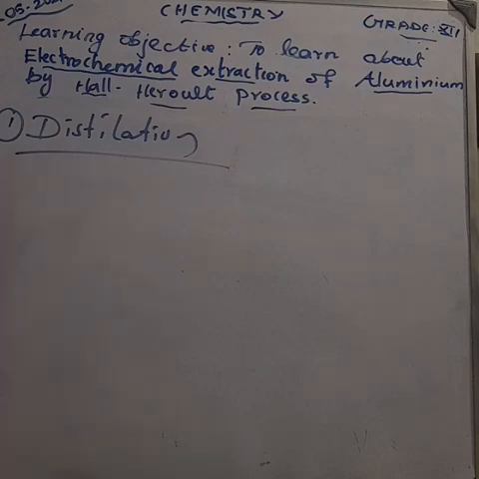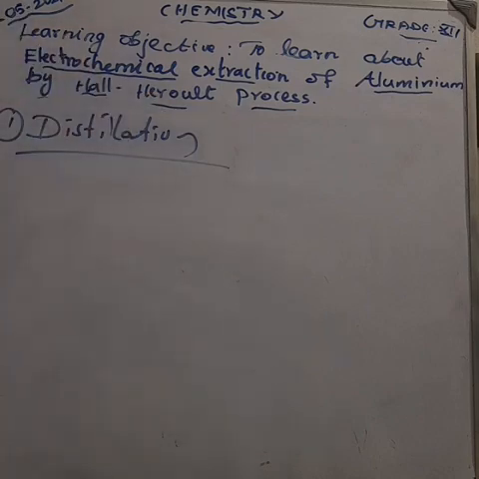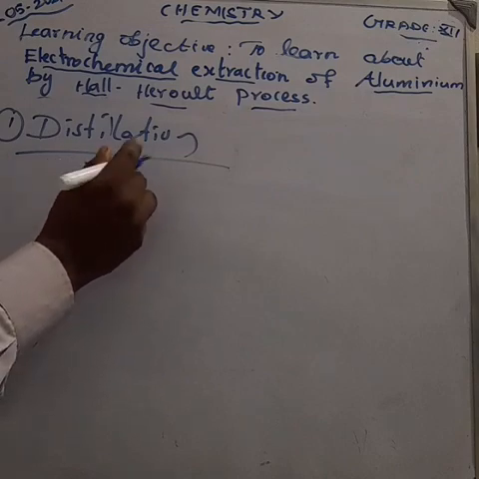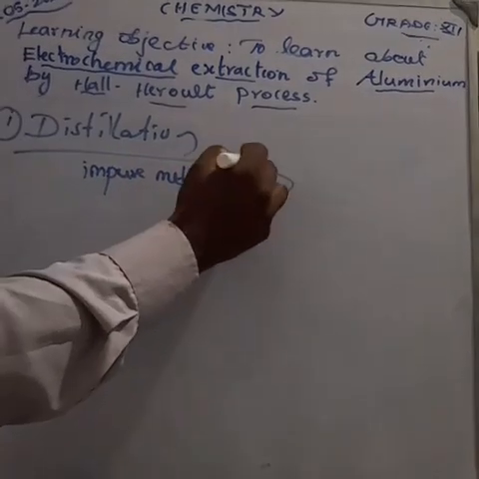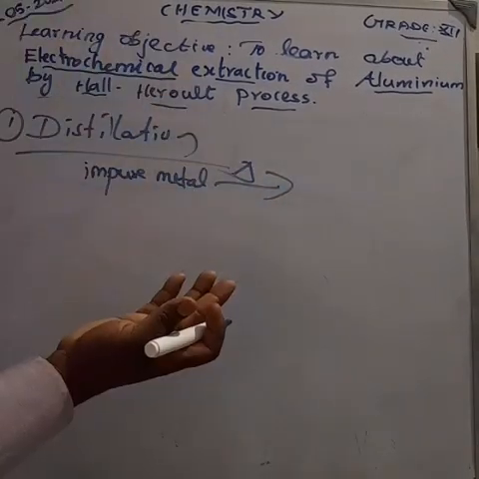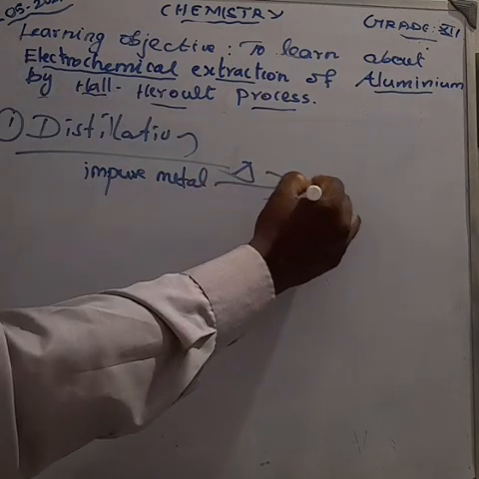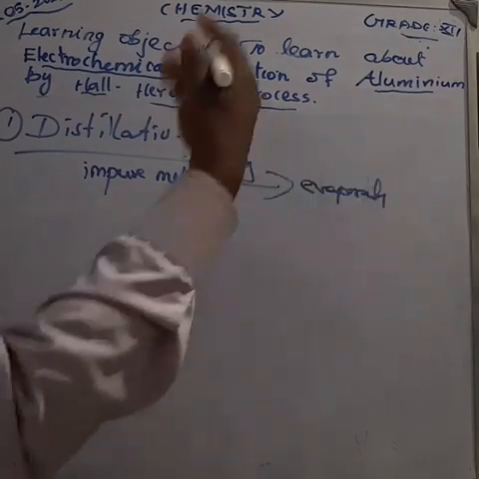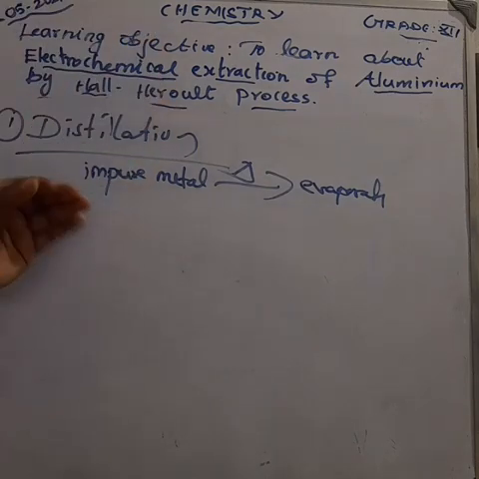What is distillation? Here, the impure metal is heated. During the heating, the impure metals evaporate. Some metals have impurities that may evaporate due to the heat, and the vapors are condensed to get pure metal.